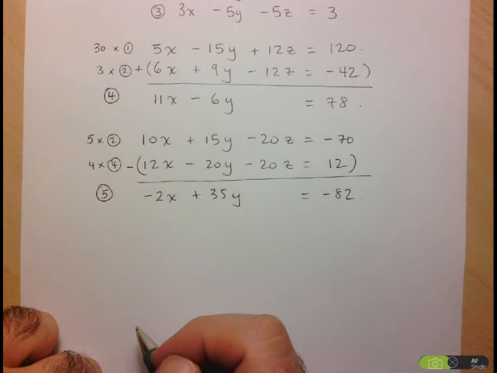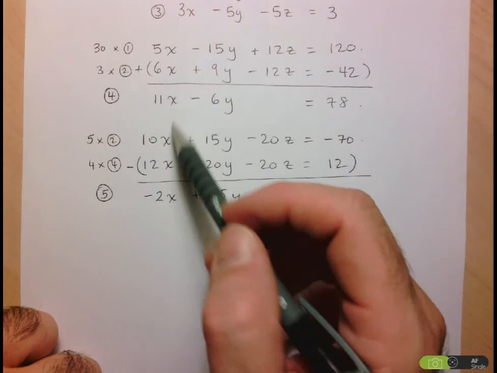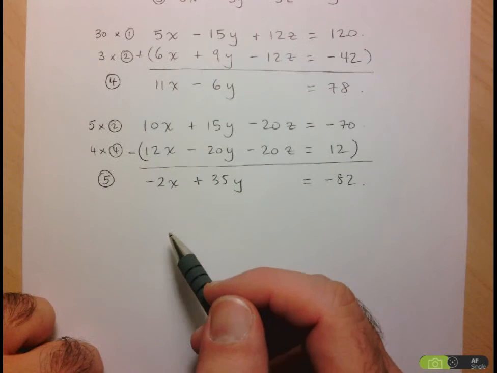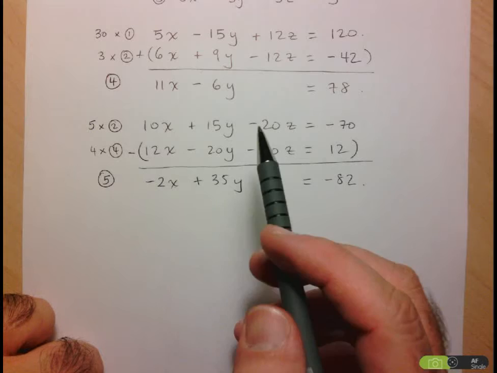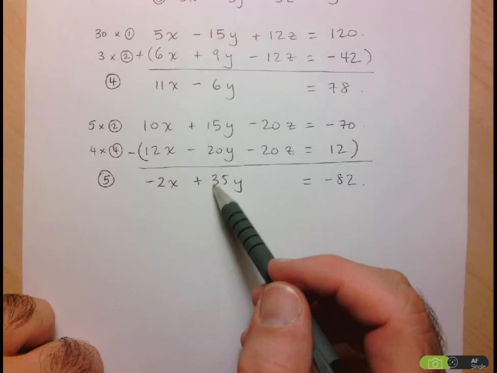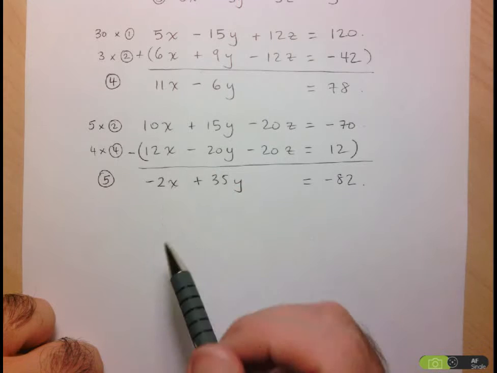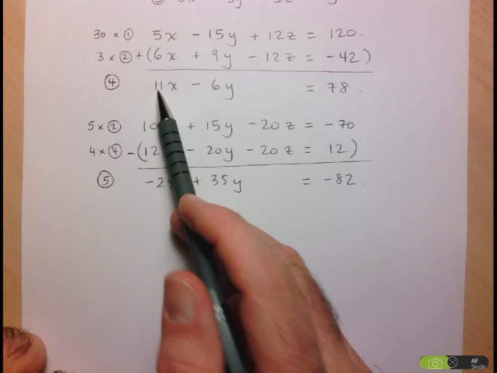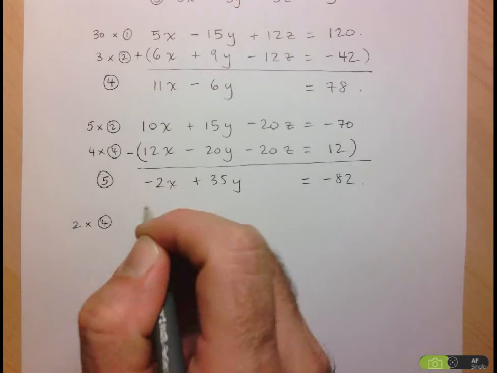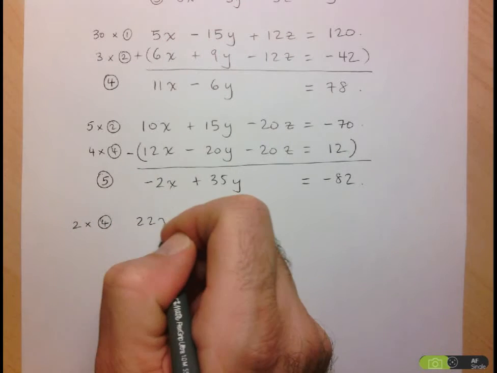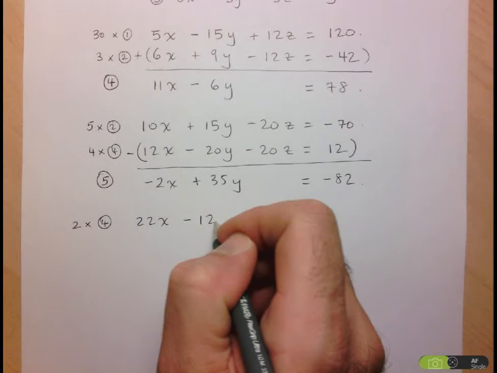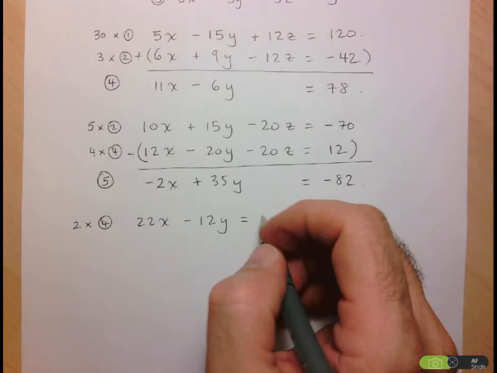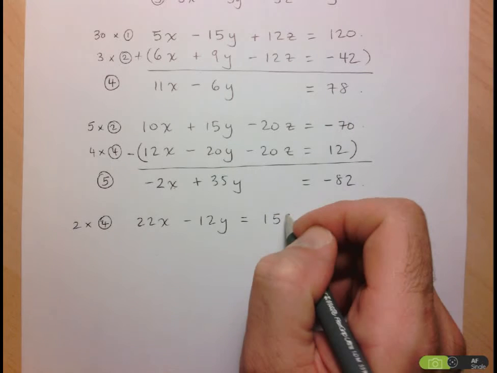Okay, and now what we're left with is two equations with the same two unknowns. So we can solve that in the exact same way as we did before. Here I don't really want to multiply 6 by 35, so we'll work with eliminating the x's. So it looks like I'm going to have to multiply equation 4 by 2. Okay, so 2 times equation 4, and what do we get? We get 22x minus 12y is equal to 78 times 2, so that should be 156.